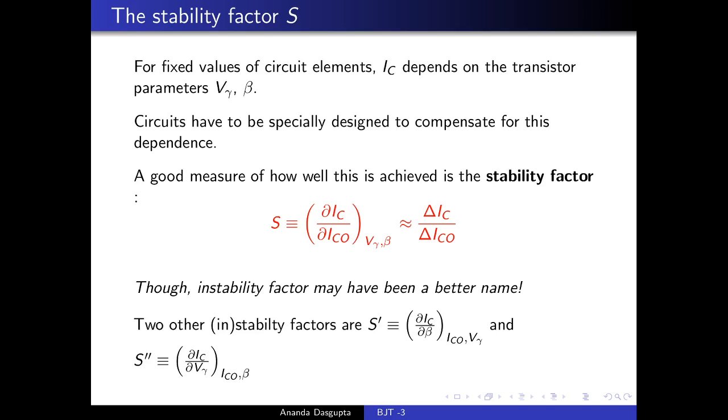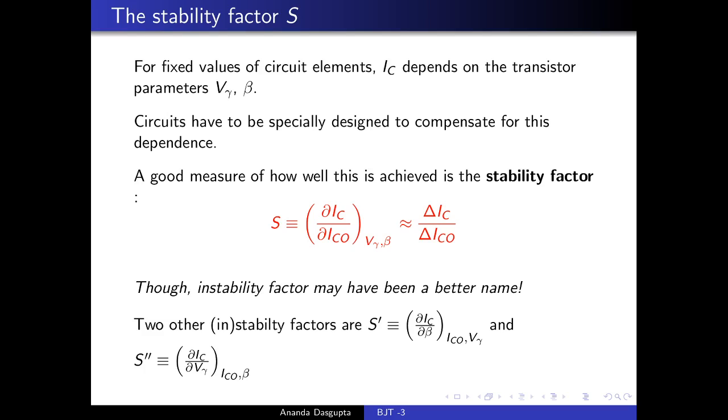Now, there are two other instability factors, again pretty easy to understand. They are the partial derivatives of IC with respect to beta and V gamma. Of course, the other two transistor parameters, among beta, ICO and V gamma, are constant for the particular derivative that you are looking at. So these are called stability factors, S prime and S double prime. But as for S, larger values for these stability factors are also indicative of an unstable circuit.